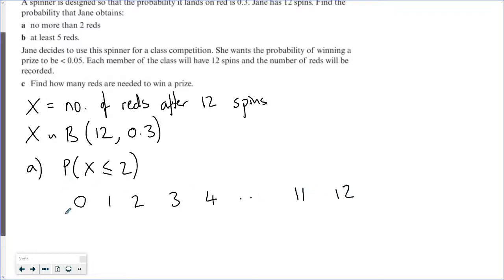So this is the number of successes that we could have. We want to add up all the probabilities of X being less than or equal to 2. So we want to include 2 and we want to go down to 0. Well, our calculator can do that because our calculator can add up probabilities starting at 0 and going up to a value that you give.